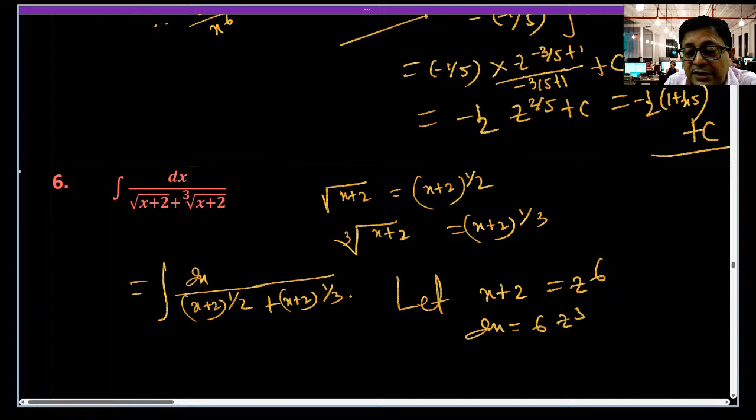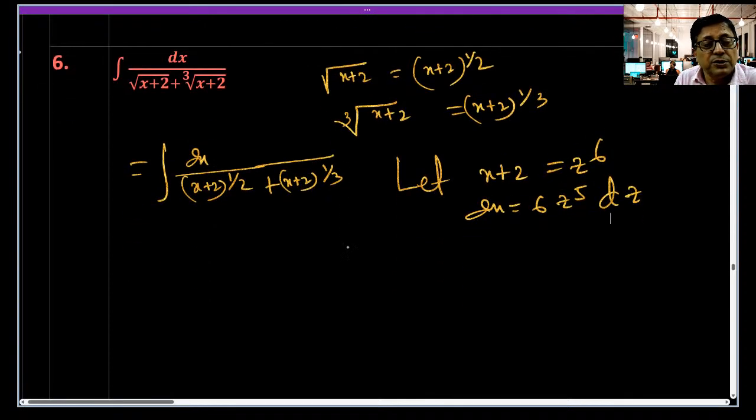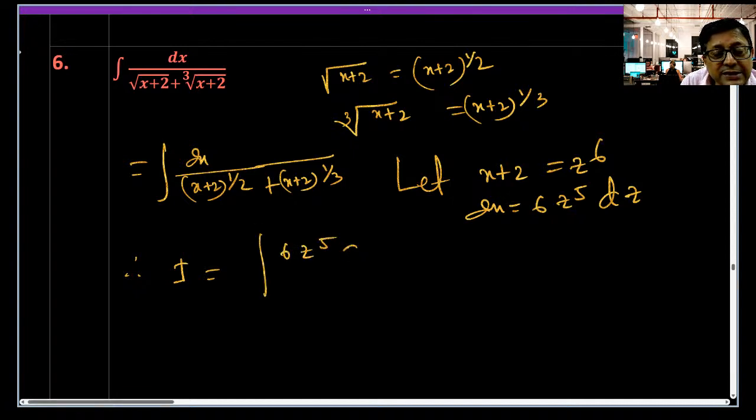So dx is 6 z to the power 5 dz. So I equal to what? You put it there, 6 z to the power 5 dz, and this is z to the power 6. So z to the power 6 by 2 is z cube. This one, what? To the power 1/3.